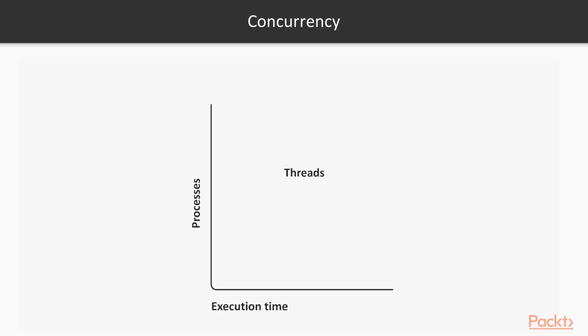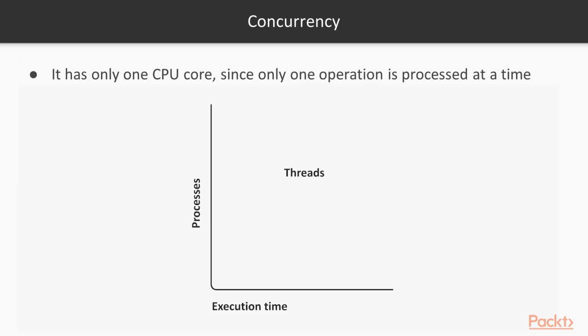So let's compare concurrency with parallelism. We have some processes, threads, and execution time, and you can see that there is only one CPU core because only one operation is processed at a time. So you have different tasks, different threads, but when the first thread is processing some data, the second thread needs to wait because there is no CPU core available to process the data.